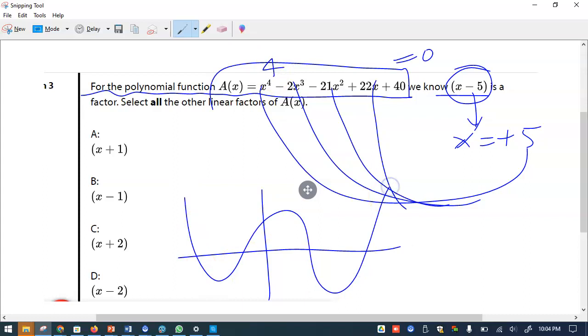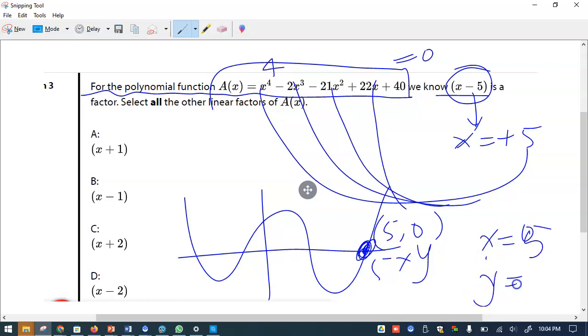Maybe it is something like this, and it goes through 5. That's what it means. That means this is the point 5 comma 0. It means x and y. That means when you plug in x equals 5, then the output y is 0. So when I say x minus 5 is a factor, x equals plus 5 is a 0 of the polynomial. It means when x is 5, the y is 0.